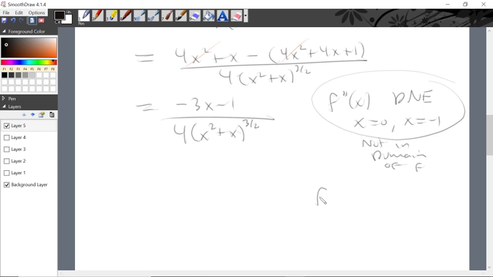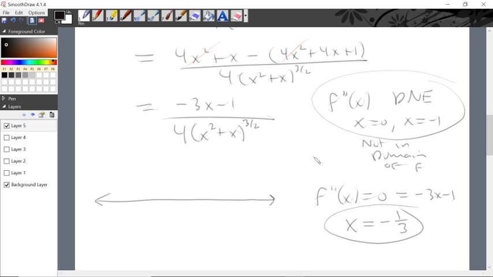And we have that f double prime of x is equal to 0 if negative 3x minus 1 is equal to 0. Add 3x to this side, divide by 3. So that would be when x is equal to negative 1/3. So these are our critical values of the second derivative then. We're going to want to test around those. So we have negative 1, we have 0, we have negative 1/3. So here's negative 1, here's negative 1/3. I'll put 0 right here.